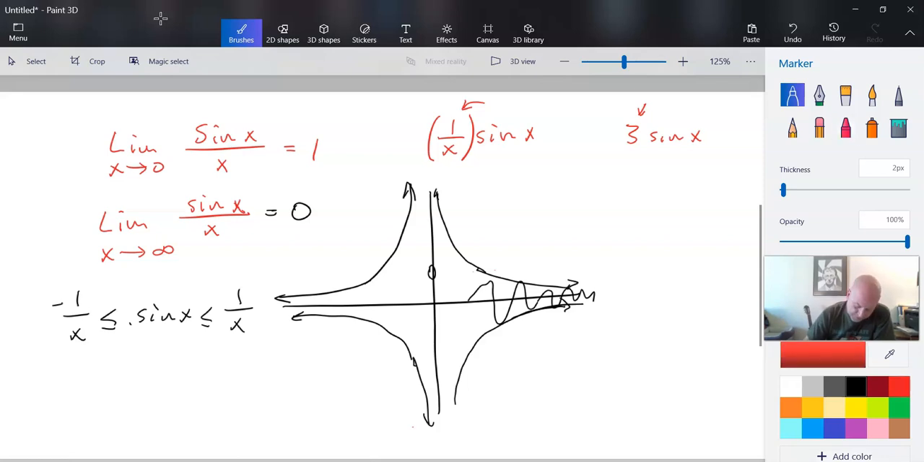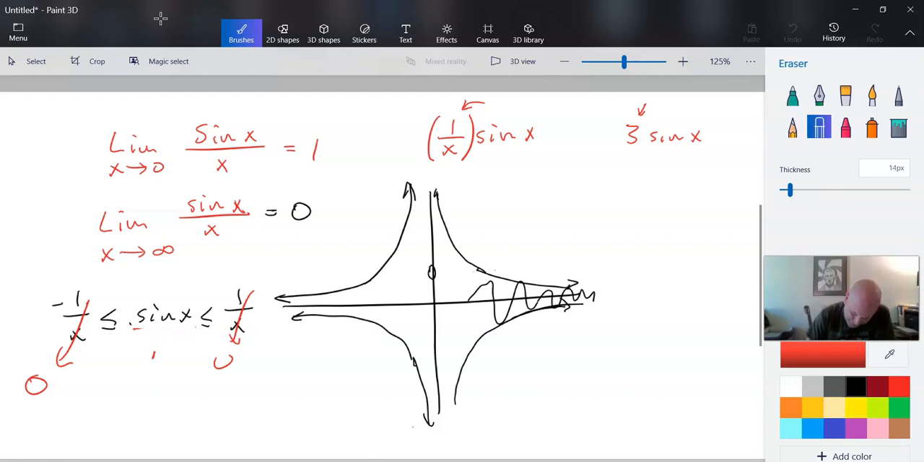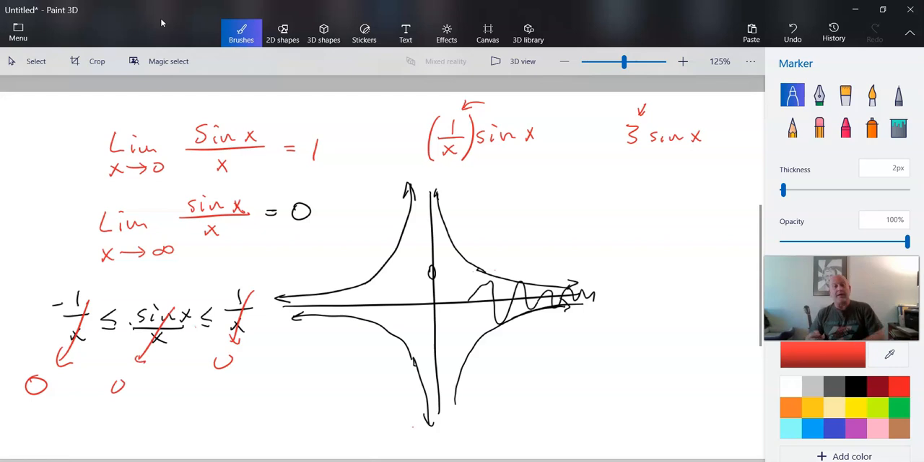And since this goes to 0, and this goes to 0, and this has to always be between them, that means, oh, sorry, sine x over x, there we go. Sine x over x also has to go to 0. Now, because of this picture here, you can make the same argument with cosine. And so that means the limit of cosine x over x as x approaches infinity is also equal to 0.